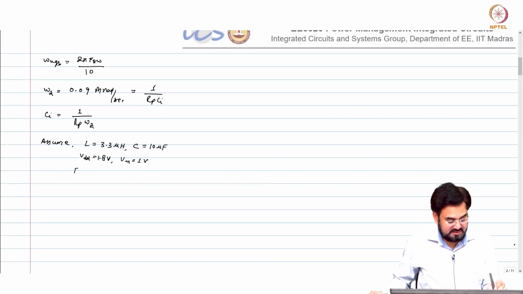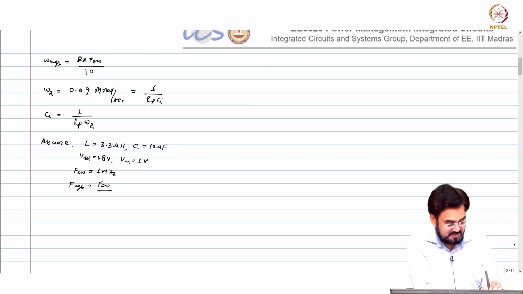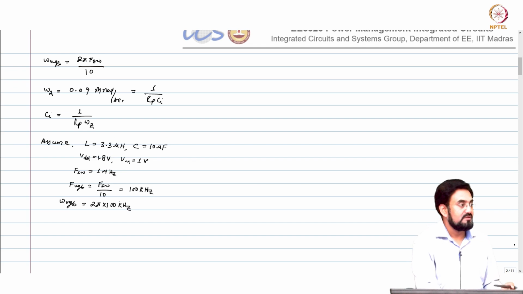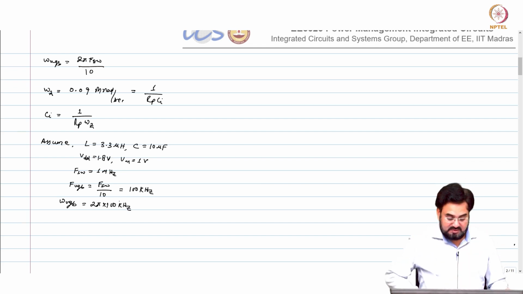So, FSW is, let us assume 1 megahertz. So, F of UGB is usually kept FSW by 10, which is 100 kilohertz. Omega UGB is 2 pi into 100 kilohertz. Okay, 628.